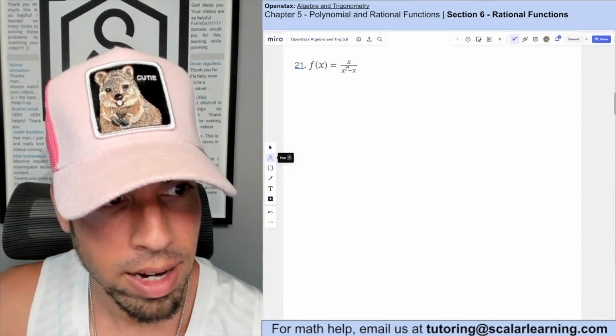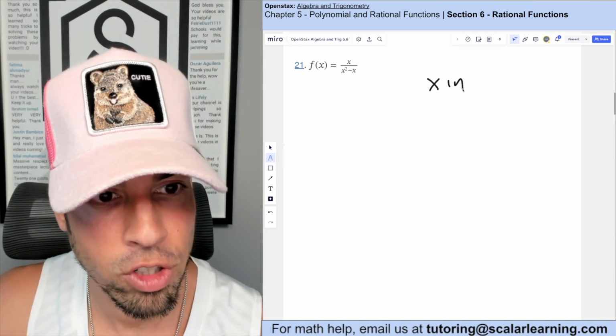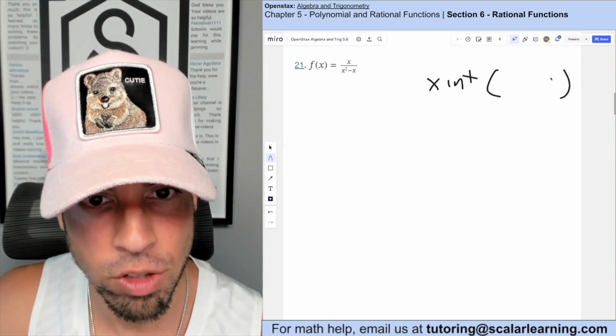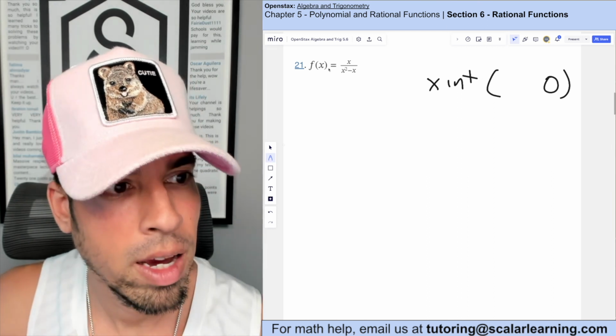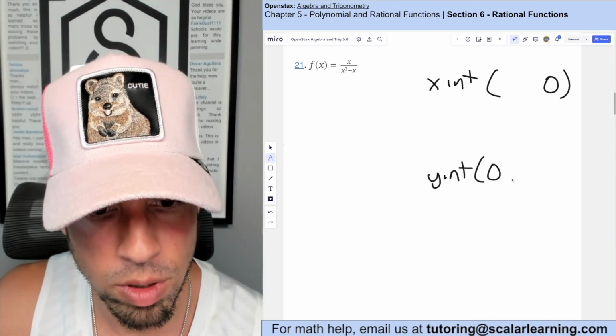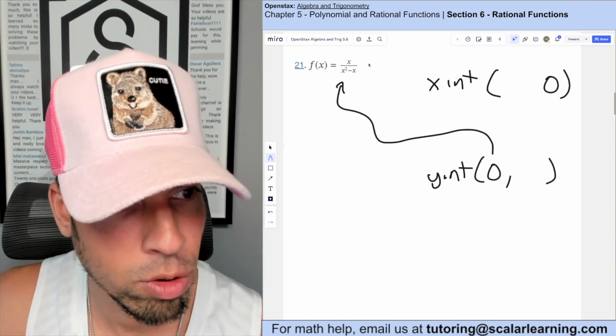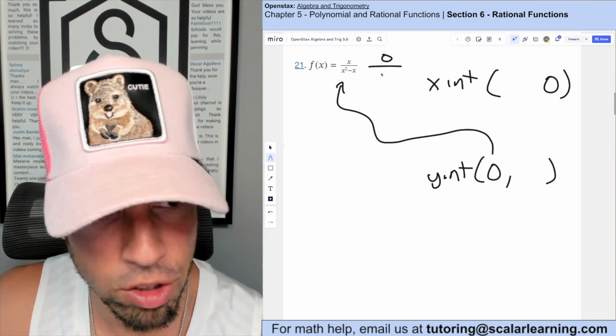Here we're trying to find the x and y intercepts for this function. So x-intercepts are, of course, when the function value goes to 0, and the y-intercept is when the x value is at 0. So the thing is, if we start with the y-intercept, if you actually plug in 0, you get 0 over 0 minus 0, which is 0, right?